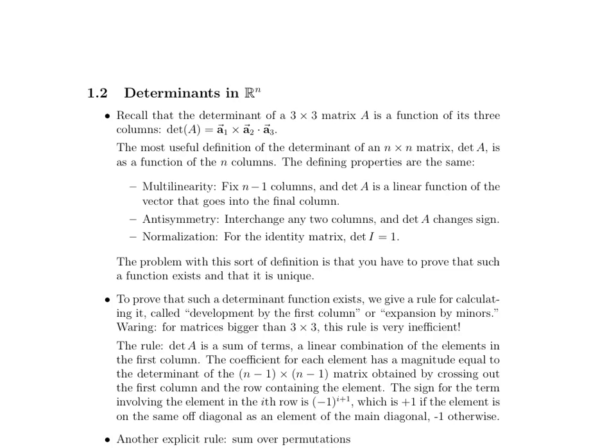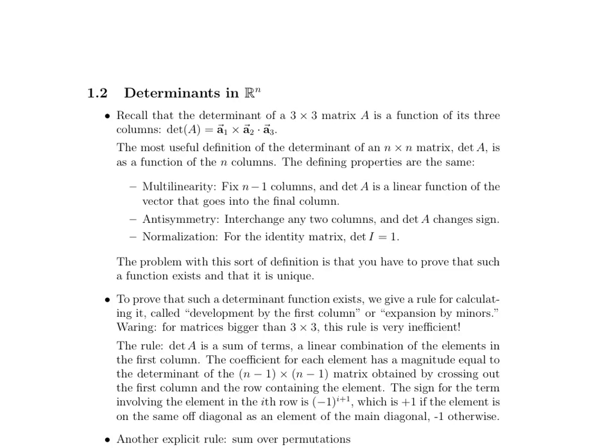The defining properties are also still the same. First, it's multilinear. So if you fix n minus 1 of the columns in the matrix, the determinant is going to be a linear function of the vector that goes into that final column. It's antisymmetric, which means that if you swap any two columns, the determinant is going to change in sign, but maintain its magnitude.